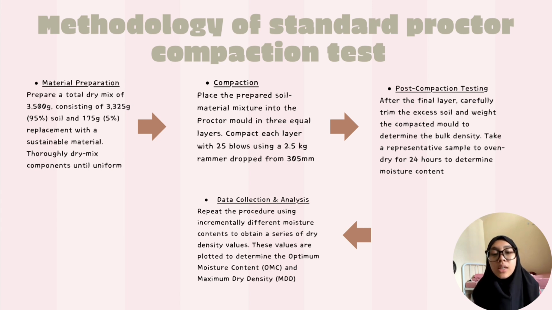For compaction, we place the prepared soil material mixture in the proctor mold in 3 equal layers. We compact each layer with 25 blows using a 2.5 kg rammer dropped from 305 mm. Then, after the final layer, we carefully trim the excess soil and weigh the compacted mold to determine the bulk density. We take a representative sample to oven dry for 24 hours to determine moisture content.